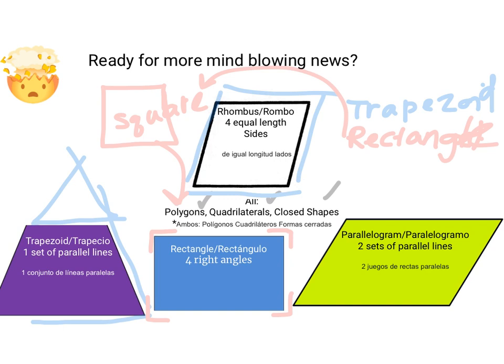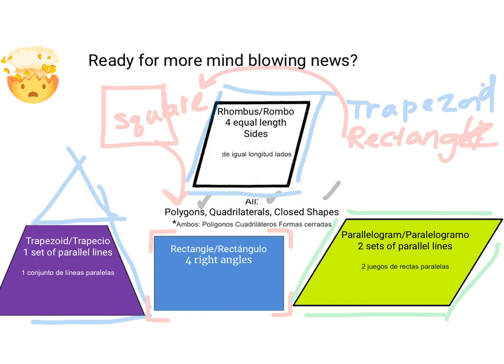Now the last shape we have here is a parallelogram. And a parallelogram has 2 sets of parallel lines. That's what makes it a parallelogram. And you can see here on our parallelogram, there's one set of parallel lines, and here again, we have another set of parallel lines. So there are indeed 2 sets of parallel lines.